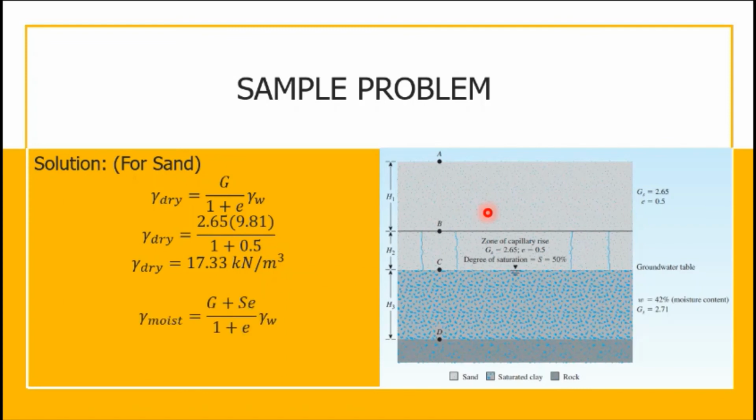Then we have to get the moist unit weight of this soil because it is 50% saturated. The moist unit weight is equal to specific gravity plus degree of saturation multiplied by void ratio, over 1 plus void ratio, multiplied by the unit weight of water. So we substitute the values. This gives us 2.65 plus 0.5 multiplied by 0.5, multiplied by 9.81 over 1.5, equals 18.97 kilonewton per cubic meter. So this will be the unit weight of this soil.